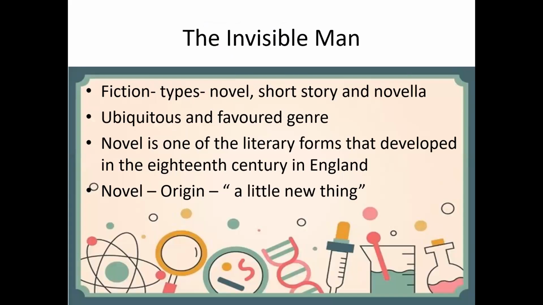The Invisible Man belongs to the literary genre of fiction. Fiction is any type of narrative work which is completely imaginary. There are different types of fiction, such as novel, short story, and novella. It is a favored genre among the masses. Novel is one of the literary forms that developed in the 18th century in England. The word novel originally meant a little new thing.